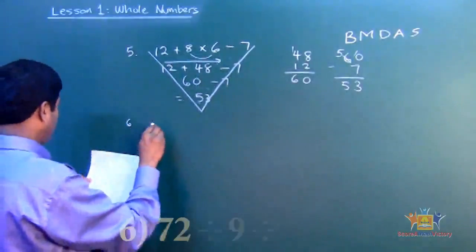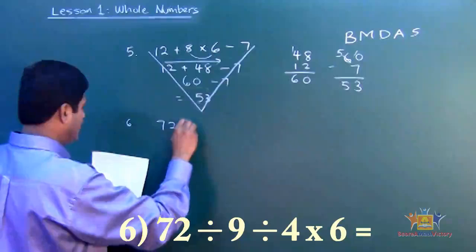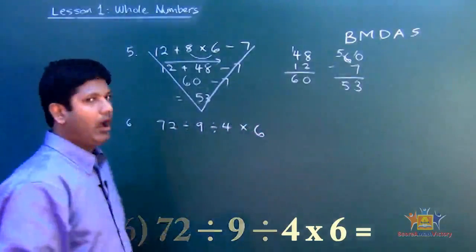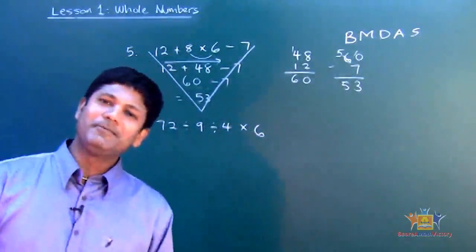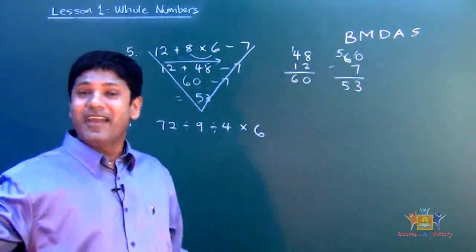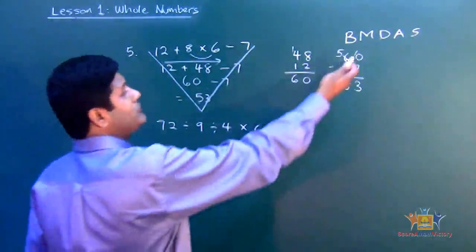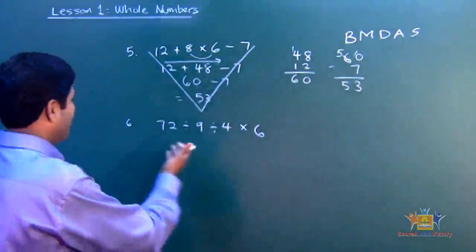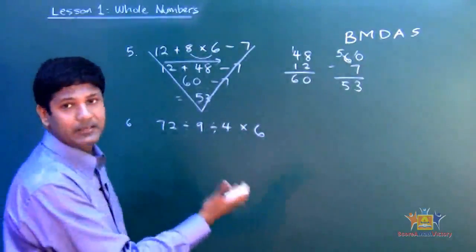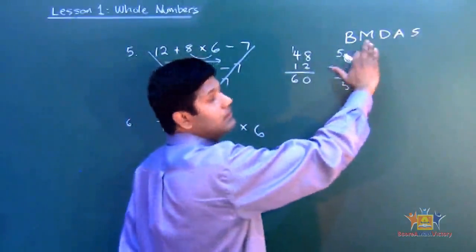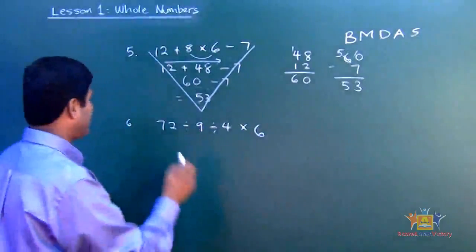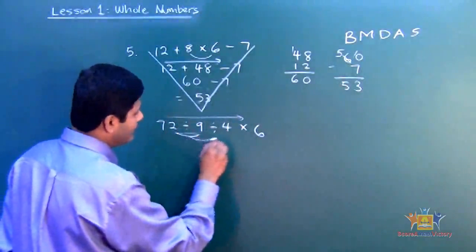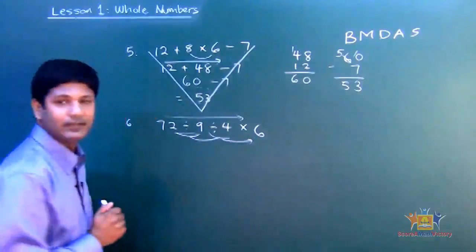Problem number 6, we got 72 divided by 9 divided by 4 times 6. Oh, what kind of problem is that, Mr. Mac? Doesn't matter. Why? We're just going to use the Best Mathematics Developed at Score A method. So, who comes first? Well, we got division and multiplication. Doesn't matter. If we have division and multiplication, we're going to use the left to right method. So we're going to solve this first, after that we're going to solve this, and then after that we're going to solve that. See that? That's it.